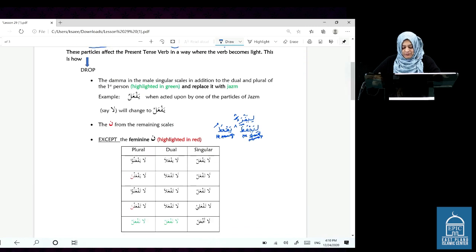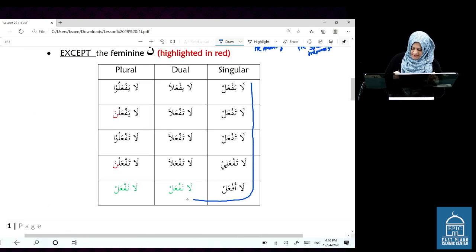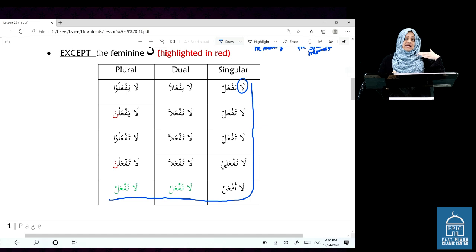Now quickly we're going to look at the chart. Whatever I explained to you is all written over here. The particle affects all the ones that are singular and have the look of the singular. Like you have the naf'alu, and in the first person it's highlighted in green on the chart right here. When they're affected by the la of nahi or any particle of jazm, then the ending becomes jazm. So this entire column, and then the last row, it becomes all jazm.